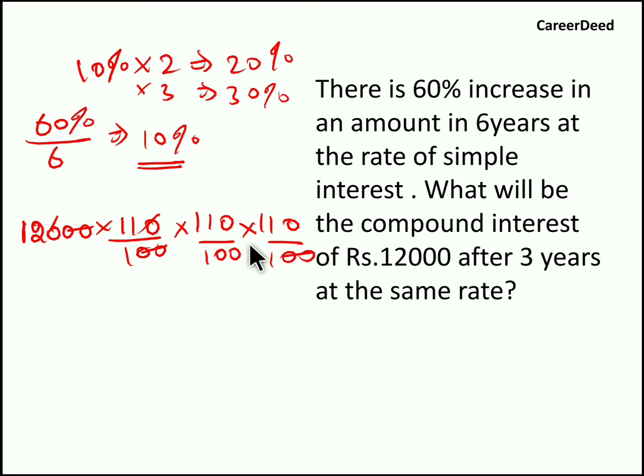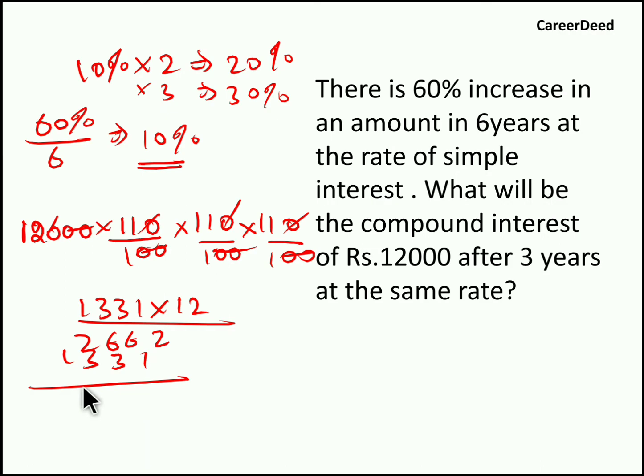0, 0 cancel, again 0 and 0 cancel. So you have 12 into 1331. 1331 into 12, you will get 2662, 1331. So when you sum it, you get 15971.